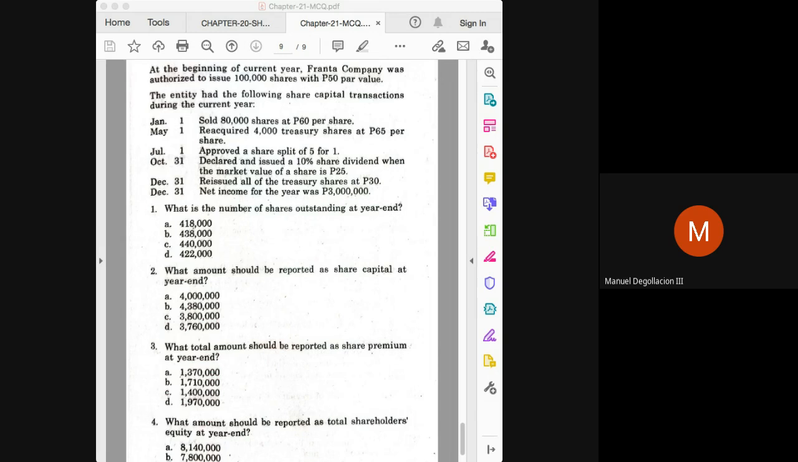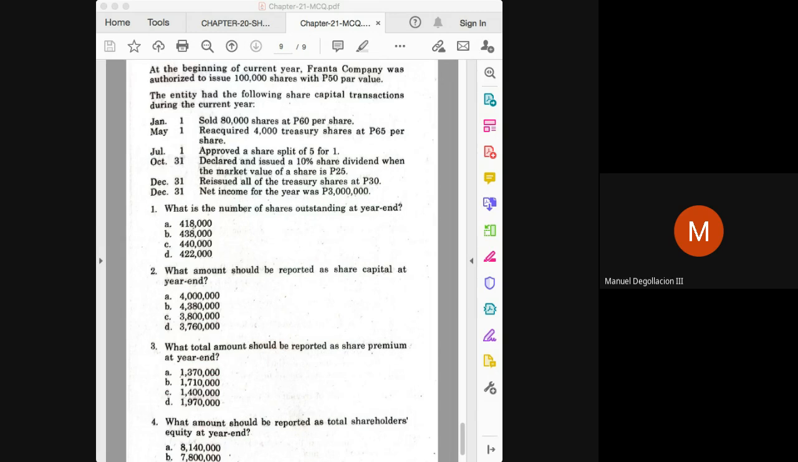Okay, so next will be the net income. The net income is debit income summary and credit retained earnings for 3 million. Sorry, it's not 265 but just 260. So the credit to share premium would be 340 for the reissuance of the treasury shares.